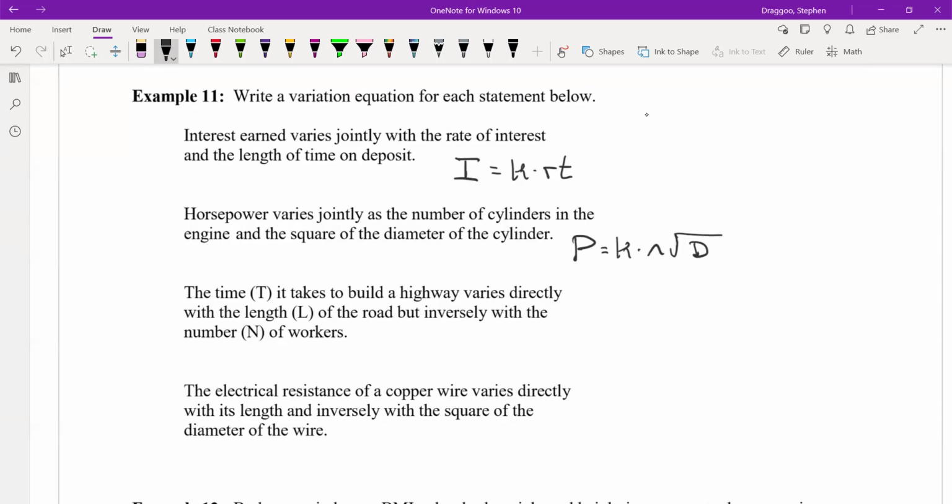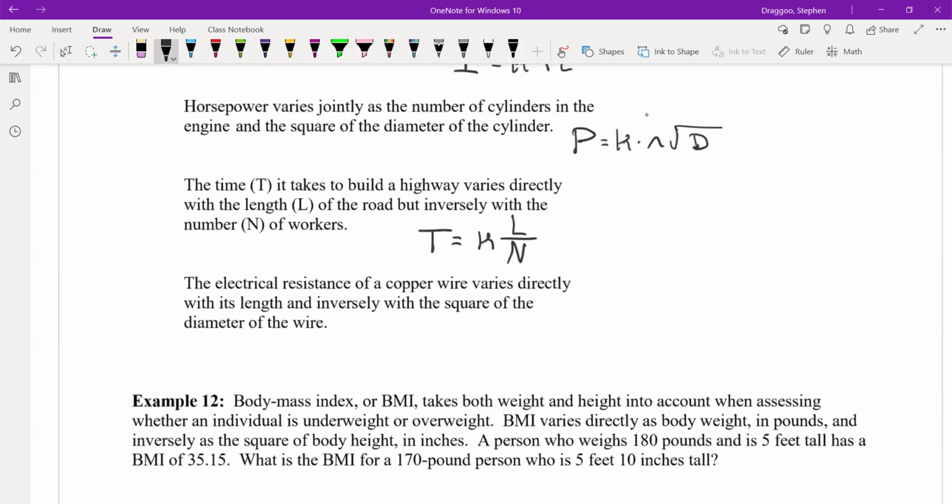Look, if I've got the next one. The length of time it takes to build a highway varies directly with the length, but inversely with the number of workers. P is equal to K times L over N. Right? The longer the highway is, the more time it will take to build. But if I have more people working on the highway, it should take less time to build. So both factors can play into how long it'll take to build the highway. Both longer roads and fewer workers lead to more time, but shorter roads and more workers will lead to less time.